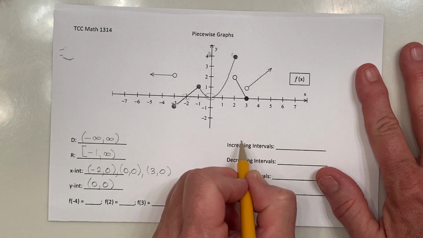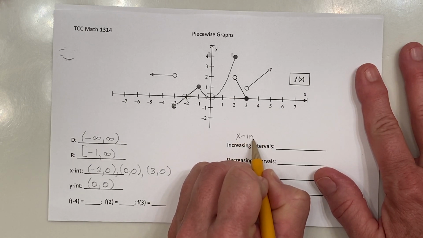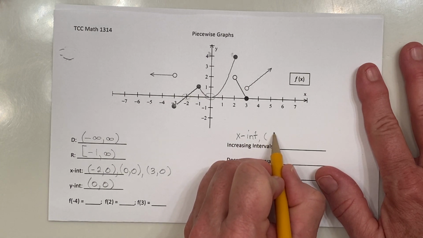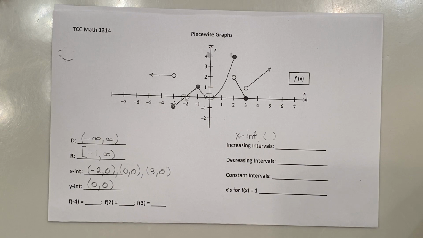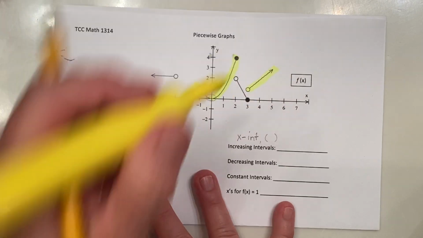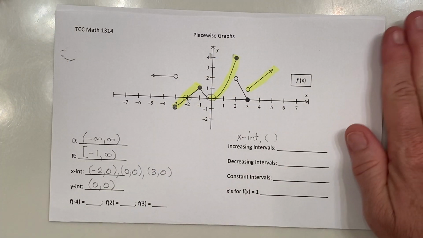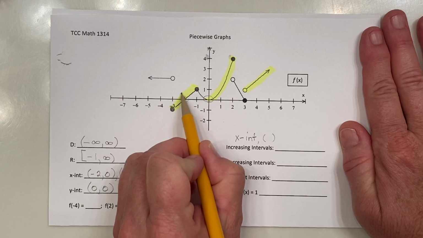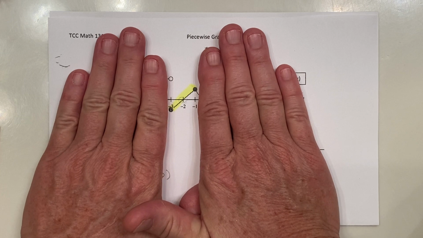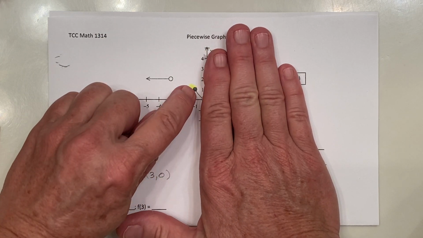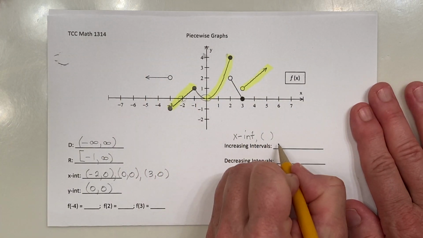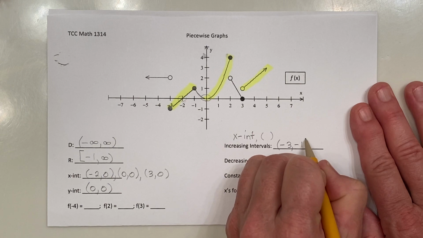Increasing intervals. Remember, we report increasing and decreasing intervals using x-coordinates, and it's always parentheses, never brackets. So where is the graph increasing? Here, and here, and here. If the graph of the function is increasing in this location, we want the x-coordinates where that's occurring. So from x equals -3 to x equals -1, the graph of that function is increasing.